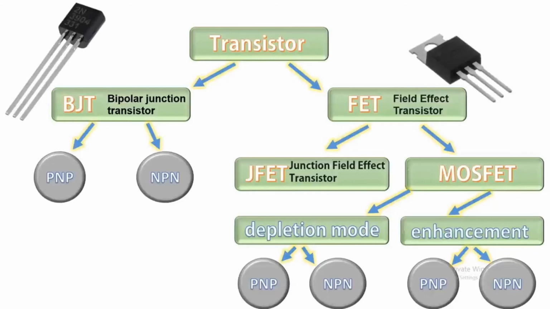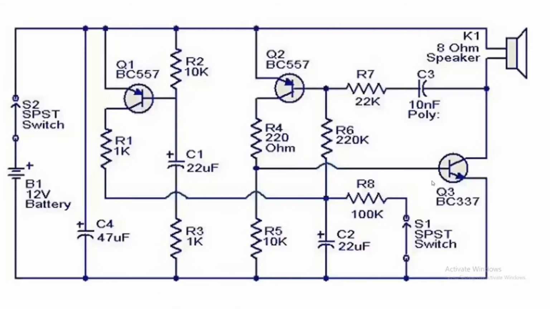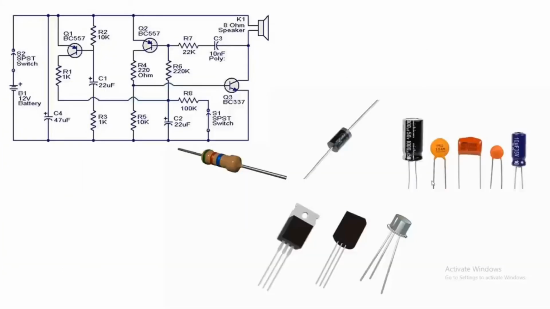I hope you understood. What is IC? IC is the short form of integrated circuits. Before understanding the IC, I will give you a small example which is easy to understand. For example, if you have a circuit, in this circuit you are using different types of components. You are using a lot of resistors, diodes, different types of capacitors, and also the transistor.